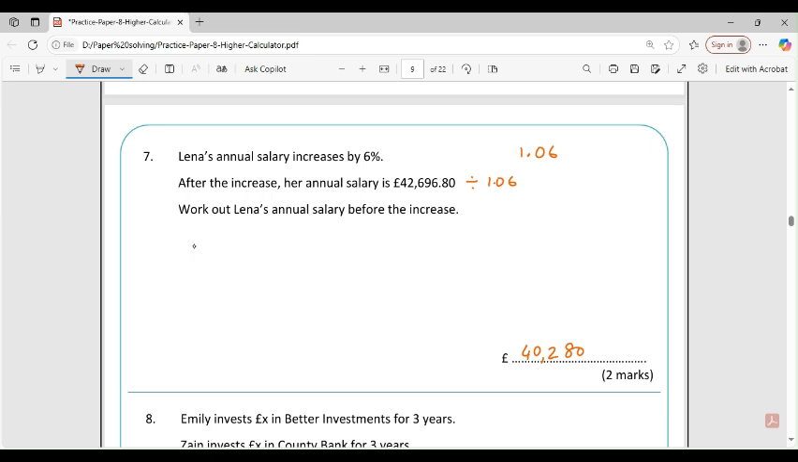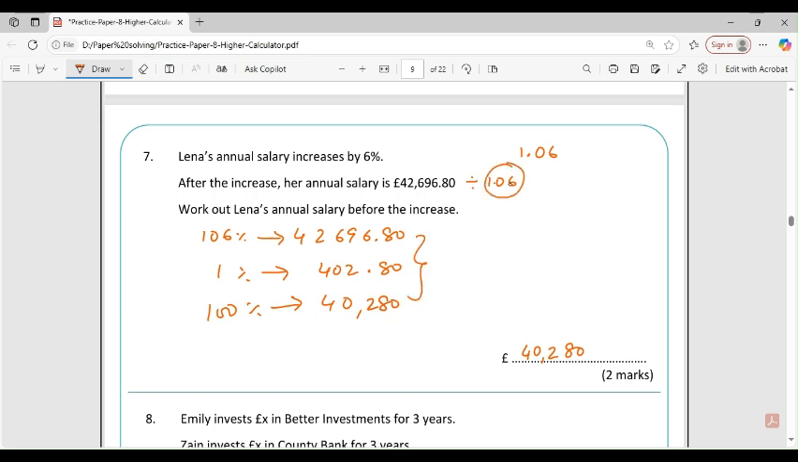But if you want to go with a unitary method, 106% is going to be 42,696.80. That means 1% of this is going to be equal to 402.80, and then 100% is going to be 40,280. So either method you go, but I prefer you use this method, which is going to give you the correct answer.